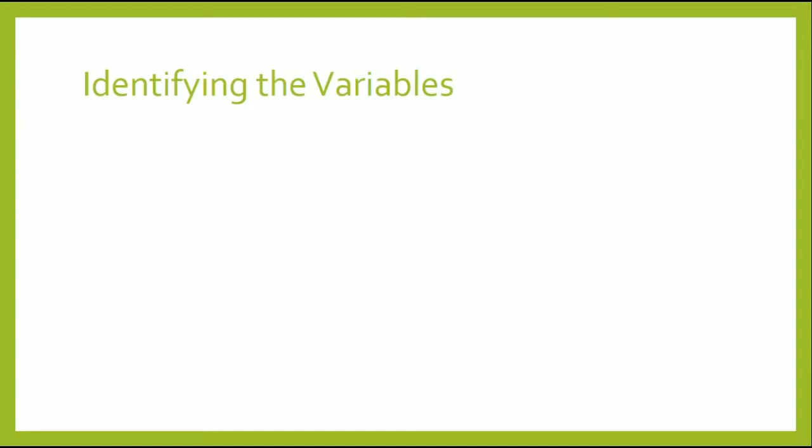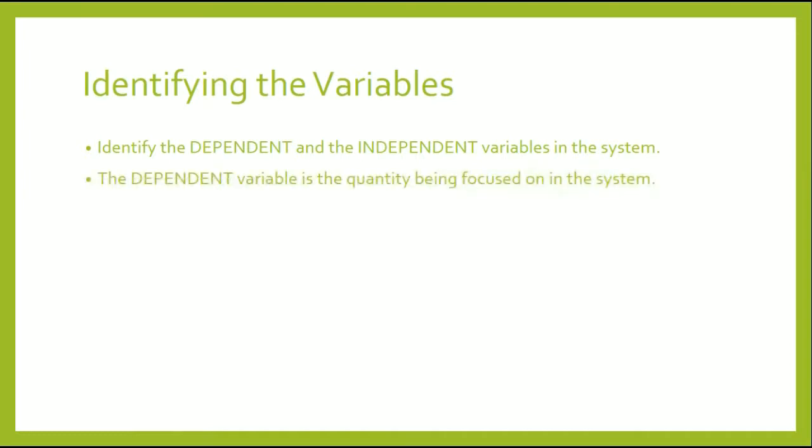And now, the first step in dimensional analysis is identifying the variables. Identify the dependent and the independent variables in the system. The dependent variable is a quantity being focused on in the system. The difficult part of this step is identifying all the correct variables involved.